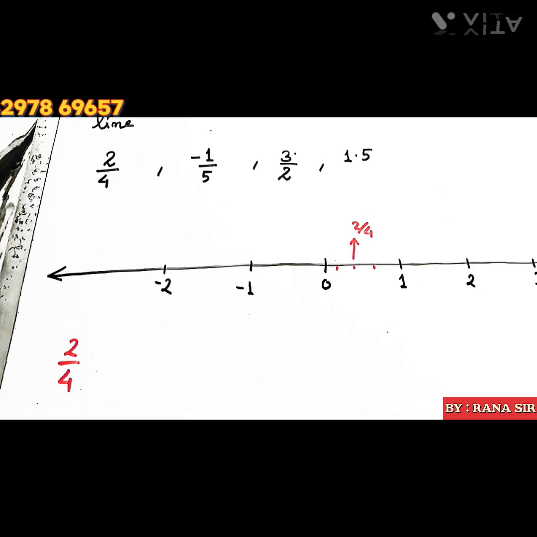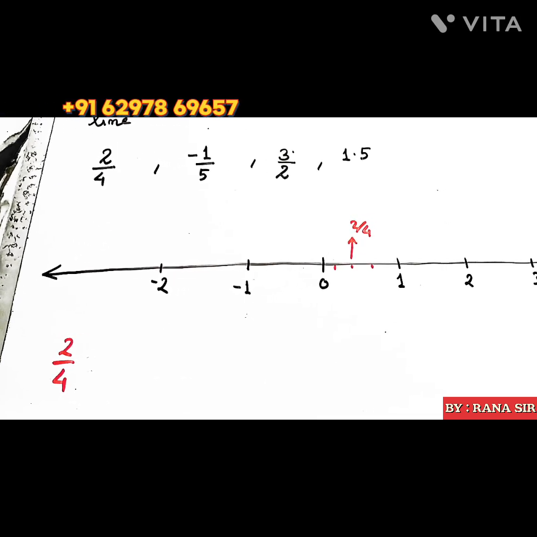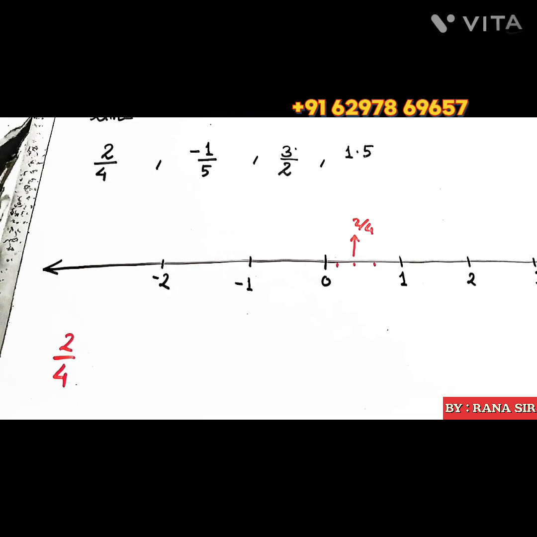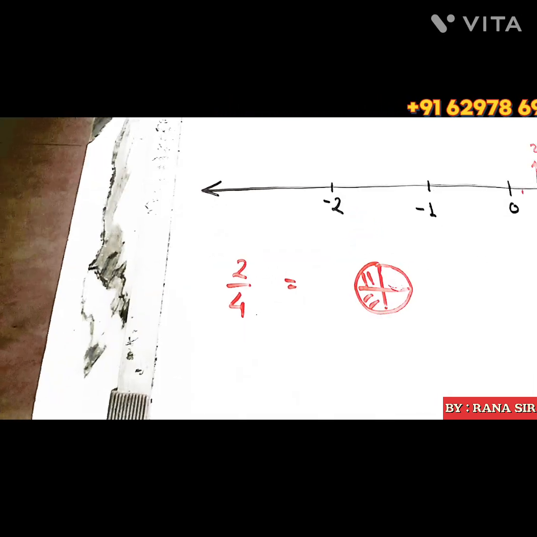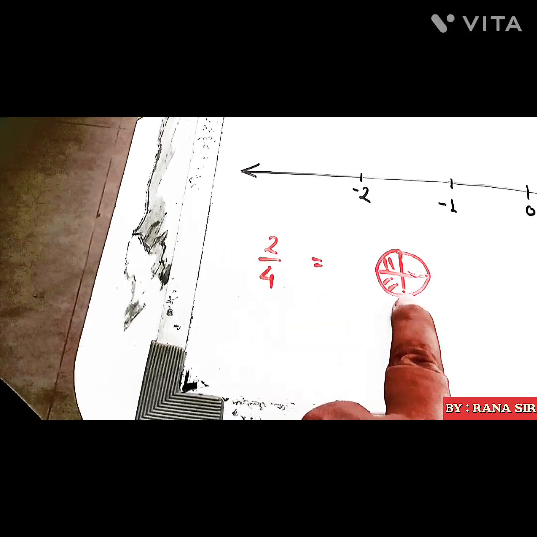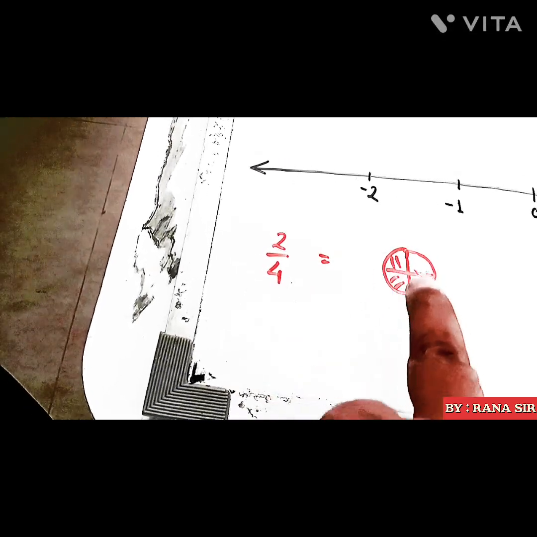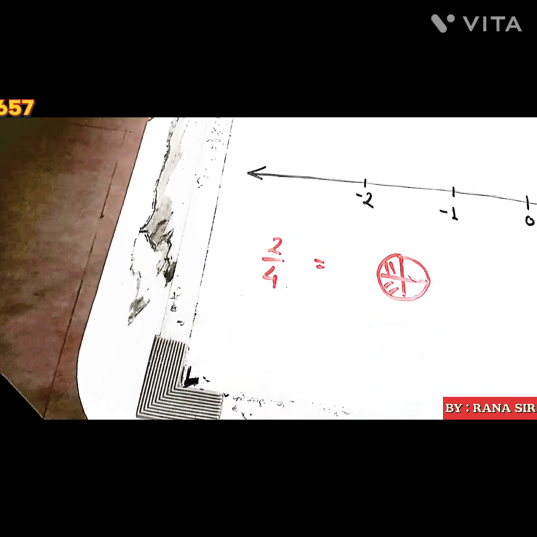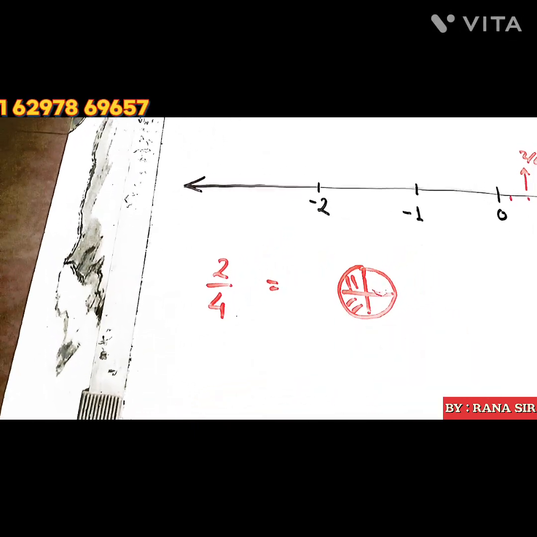Now what is the next step? 2 by 4 means 2 out of 4 parts. Let us understand. 4 is the whole. So I have made a circle with 4 parts. 1, 2, 3 and 4. Out of which 2 is a shaded portion, which is a part of the whole.